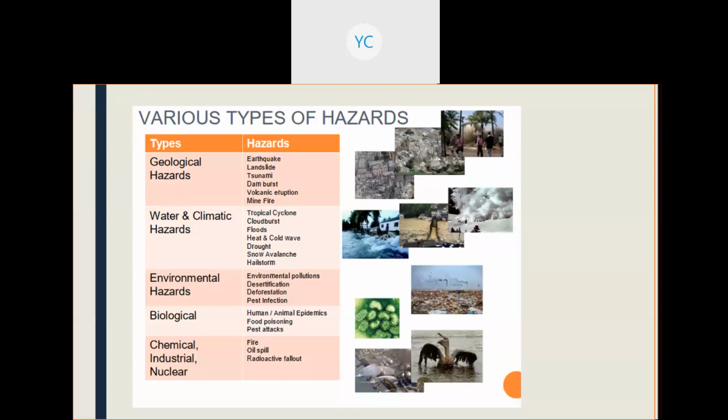So what is a cloud burst? Does anyone have an idea what a cloud burst is? Whenever there is rainfall, you have to have clouds. If there is a sudden accumulation of a lot of cloud, and then suddenly a lot of water is released, so remember this is actually a very localized event.